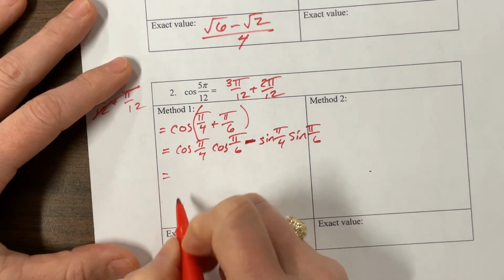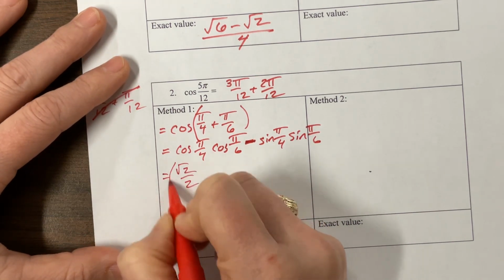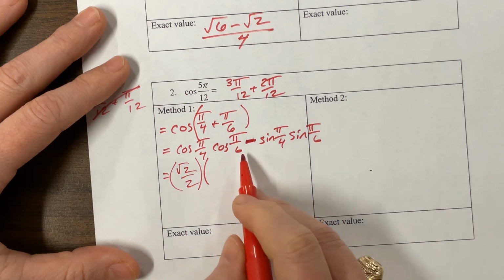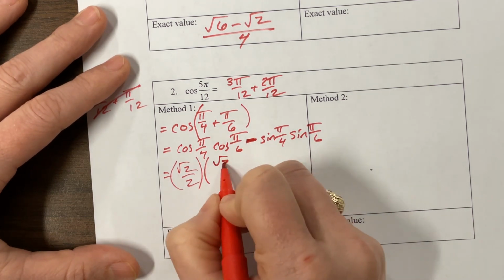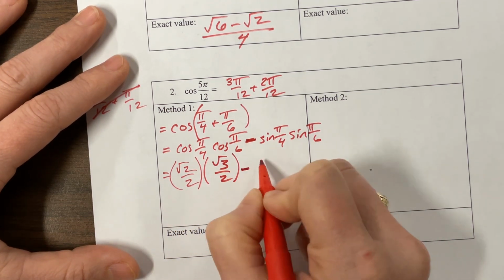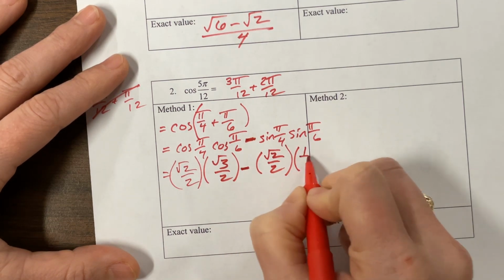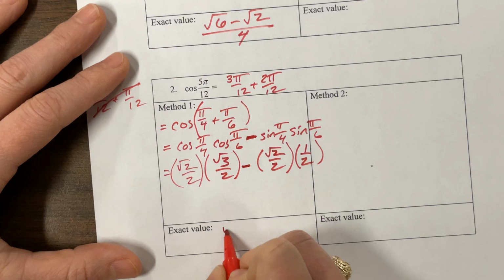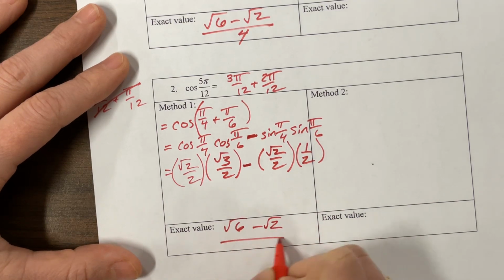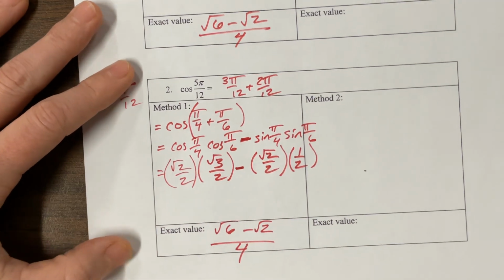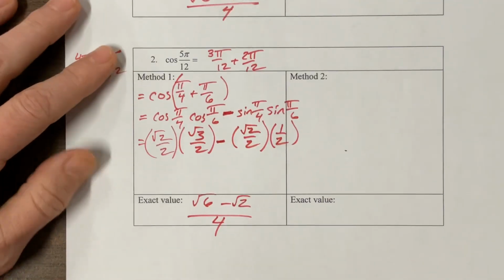So then cosine of pi over 4 is root 2 over 2. Cosine of pi over 6 is root 3 over 2. Sine of pi over 4 is root 2 over 2. Sine of pi over 6 is 1/2. This actually ends up being the same answer as before, but I didn't mean to do that, it just happened. So notice it's the same, but whatever.